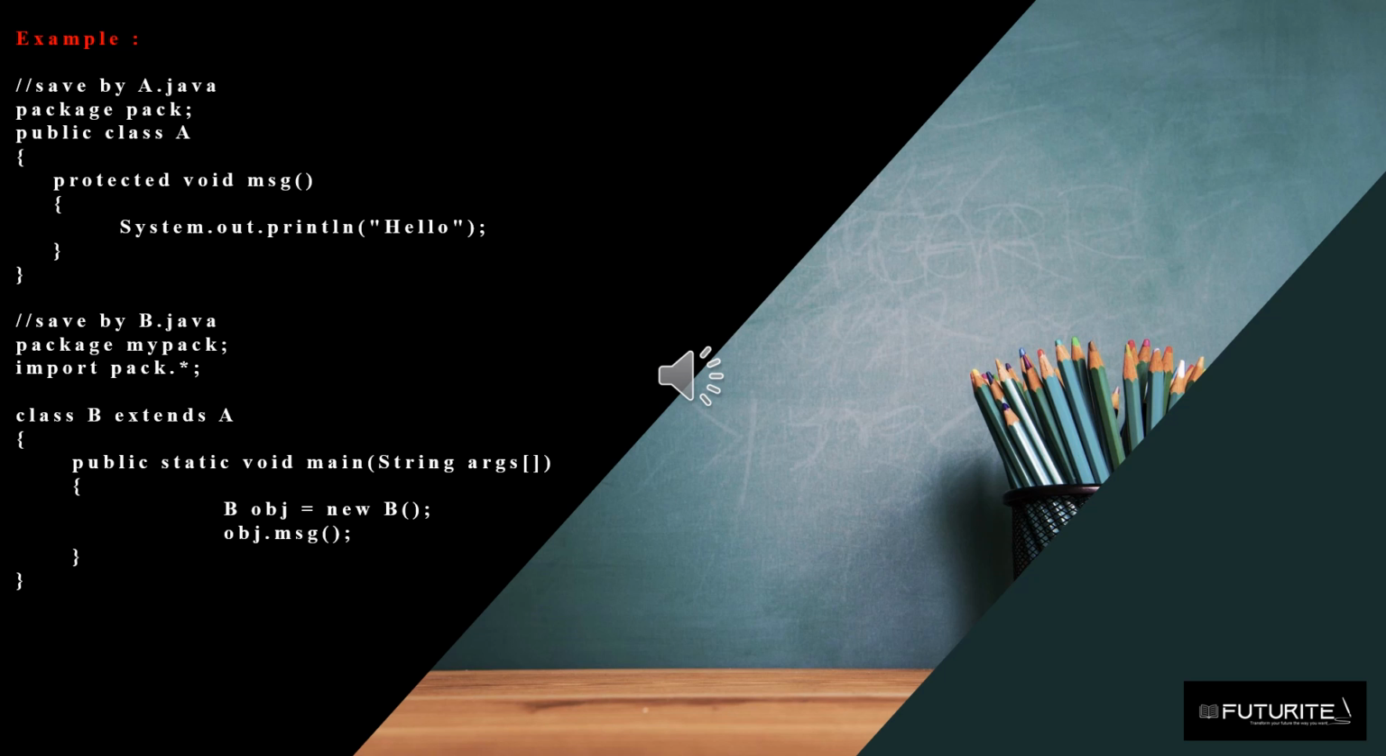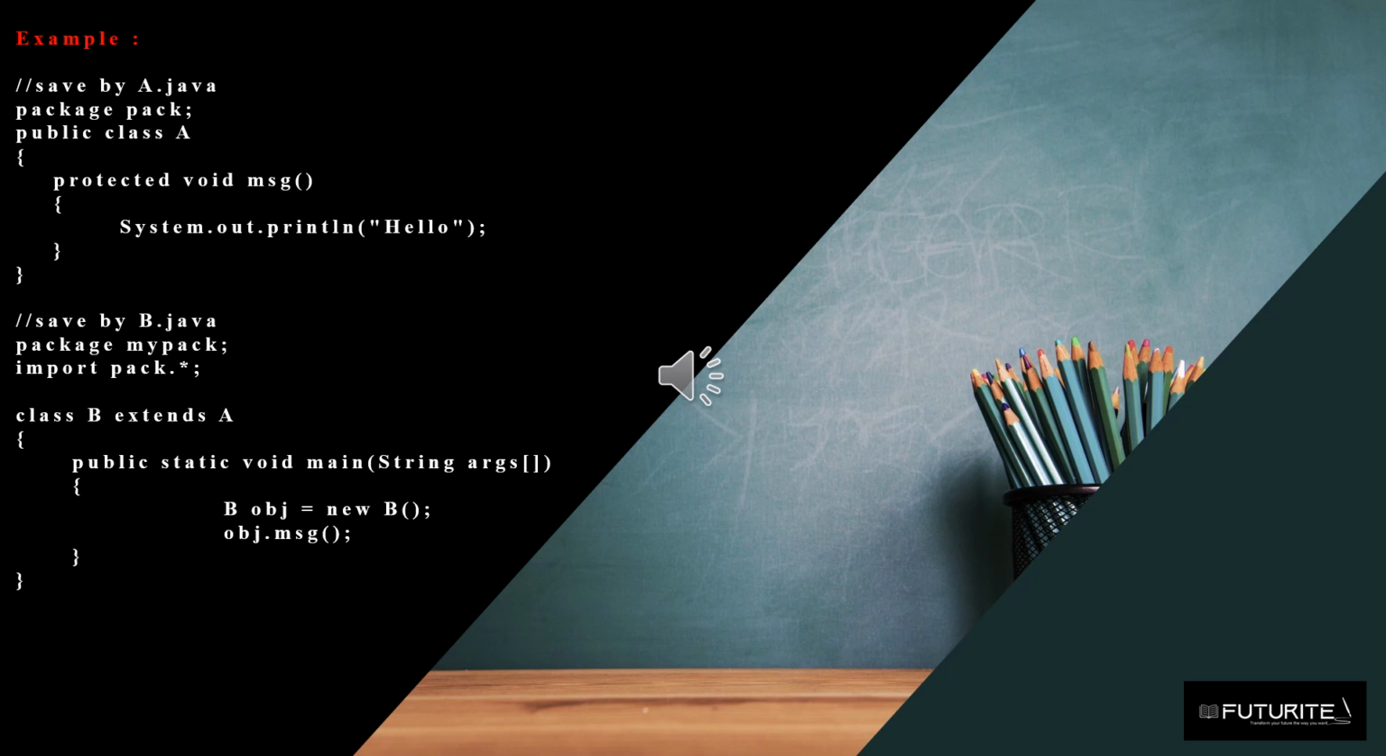Now pack package has a member class A which is defined with the public access modifier, and mypack package has a member class B which is not defined as any of public, protected or private access modifier. So class B is considered to have the default access modifier. Class B is extending class A, which means class B is inheriting class A, through this command, class B extends class A. Class B is residing in a different package from class A.